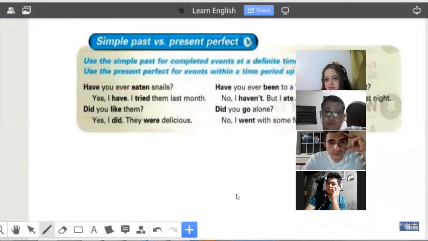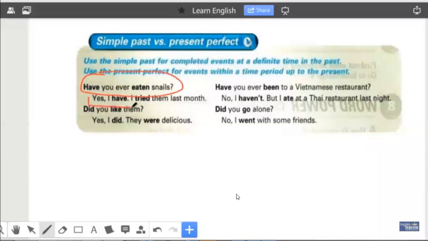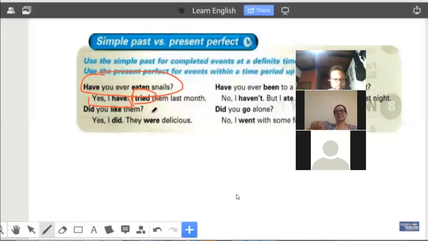First of all, I may ask you a question, such as the one that you see in the example. Have you ever eaten snails? And your answer may be, yes, I have. And when you continue to give more information about your answer, you're going to use the simple past, and you're not going to use the present perfect to continue giving more information, because typically what you want to do is express an experience that you had last week about that particular question, right? Such as the example that we see there. Yes, I have. I tried them last month.